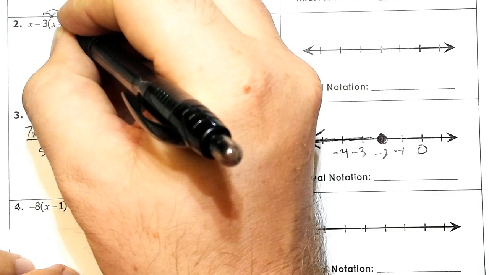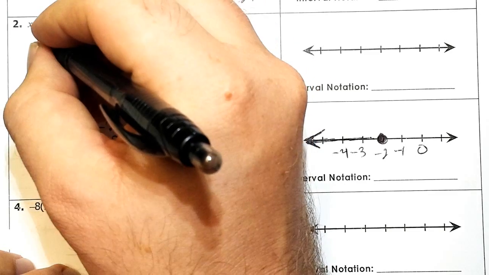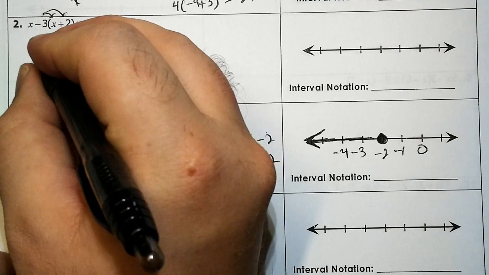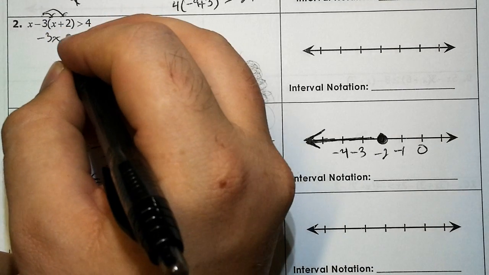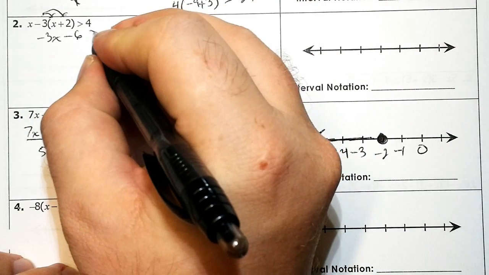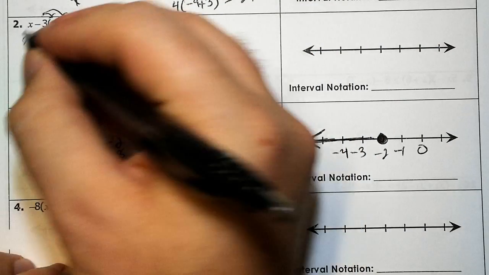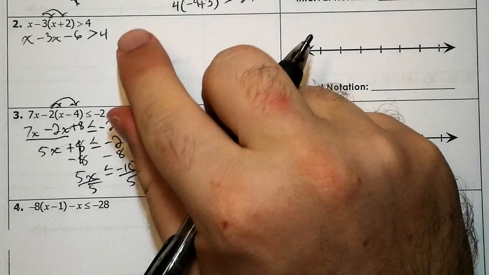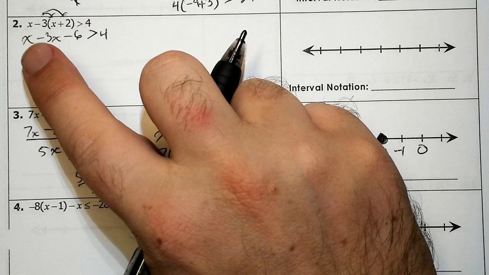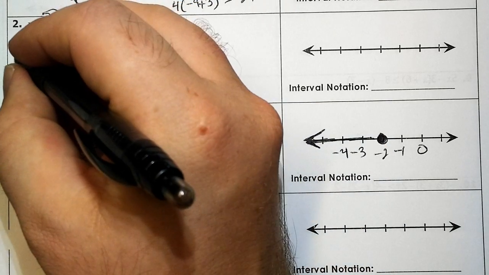When I multiply, remember that's not just 3, that's negative 3, because this minus sign stays with the 3. So it's negative 3x, negative 3 times 2 is negative 6, bring everything else down. Greater than 4, and we've got x over here. Now, look at your left. Do you have any like terms? Yes, I've got x and minus 3x.